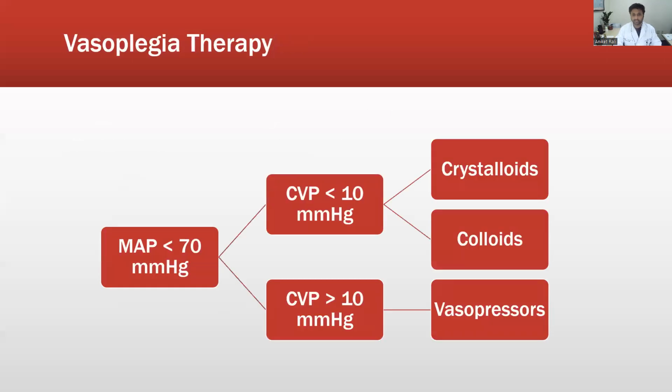A good way to think about this is that in those patients where you have a mean arterial pressure less than 70, first ask yourself the question, is the tank, that is the heart, filled with fluid? And the way you measure that is through a CVP. If the CVP is less than 10, decide whether you're going to give them crystalloids or colloids, but either way, give them fluids to bring that CVP up. In those patients where you know that the CVP is greater than 10 and that the tank is full and you do not need more volume, in those patients, we must proceed to utilization of vasopressors.